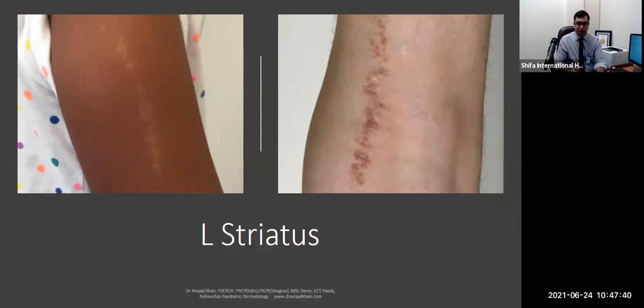Now, lichen striatus, there is another reason I've shared this here today. Lichen striatus was referred to me at least 2 times in the last 2 months here as vitiligo.